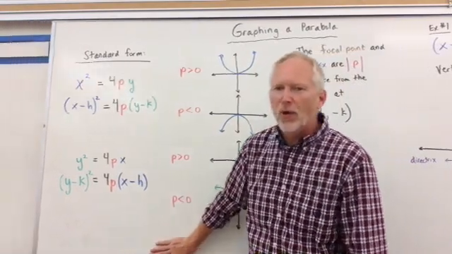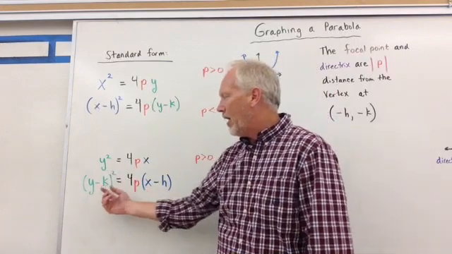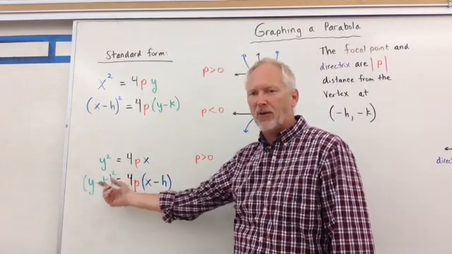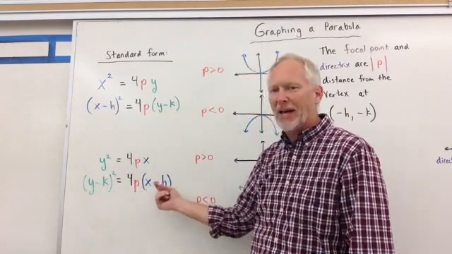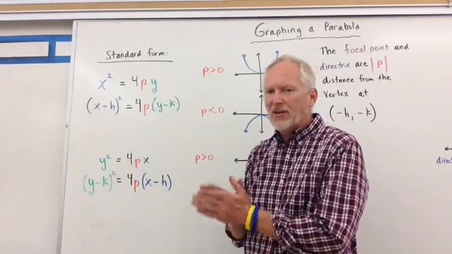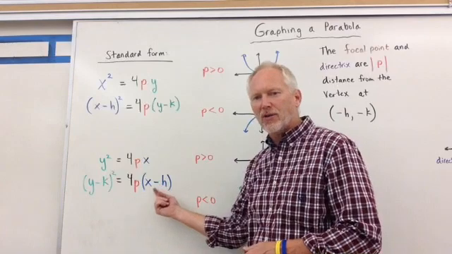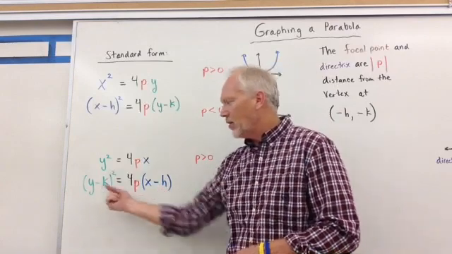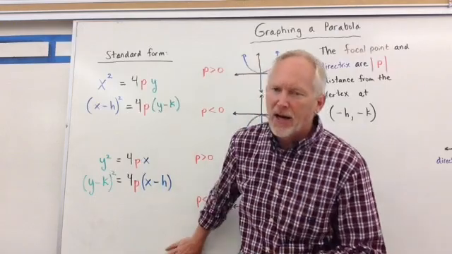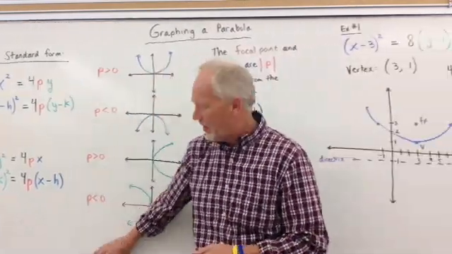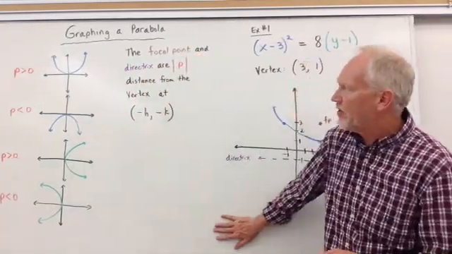If we have the other form, where it's y squared equals 4px, then we would get (y minus k) squared. The k still stays with the y, equals 4p(x minus h), not squared. The center or the vertex is still at (h, k). H is always associated with x, and k is also associated with y. We take the opposite signs of those values to get our vertex, and that's where the negative h, negative k comes from. All right, so let's look at an example here.